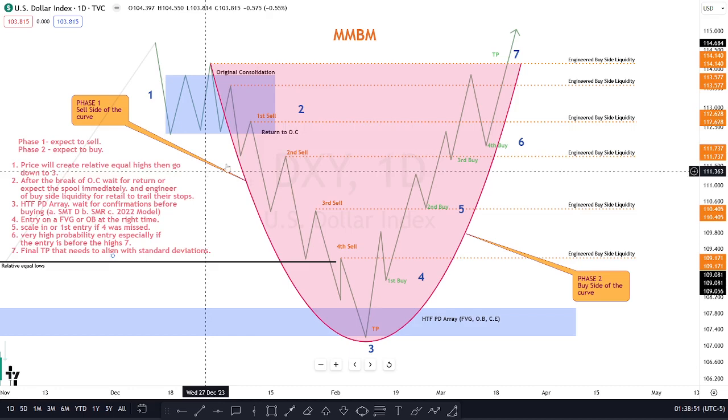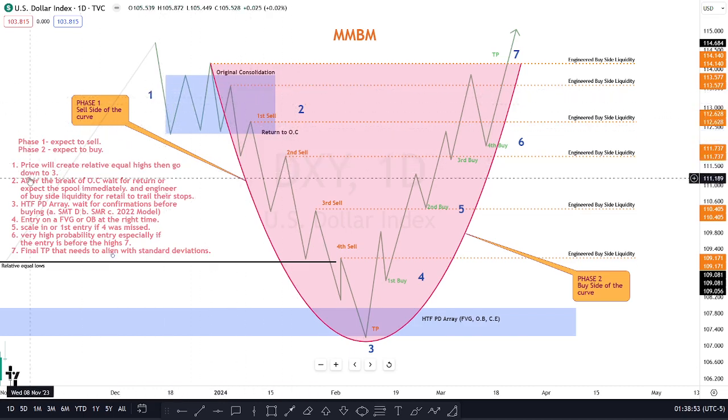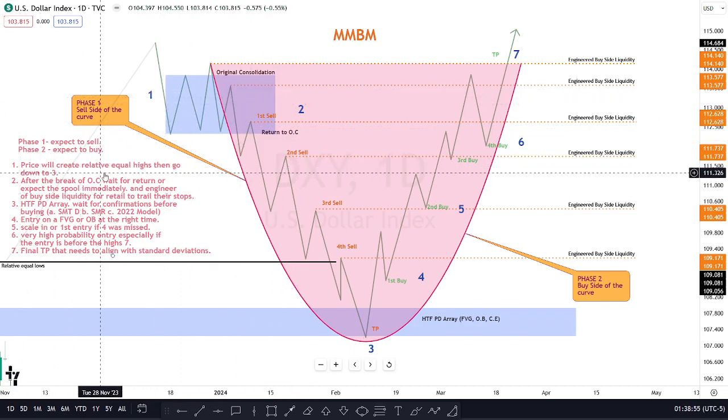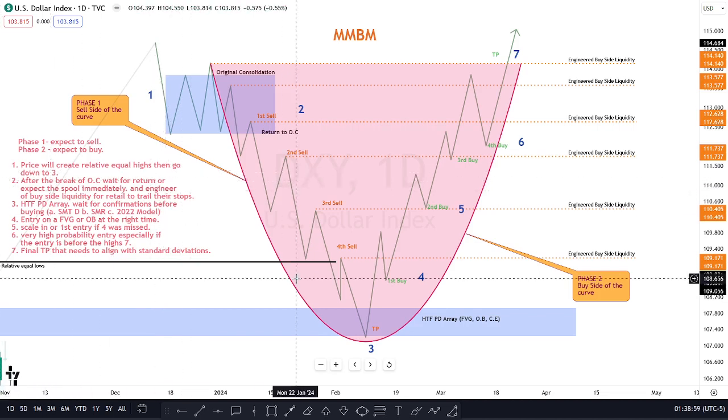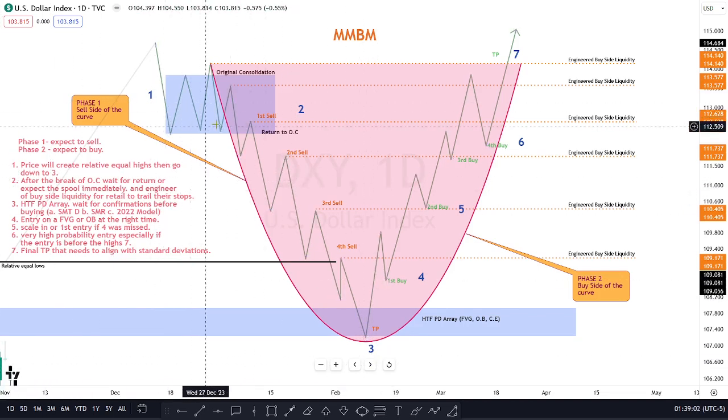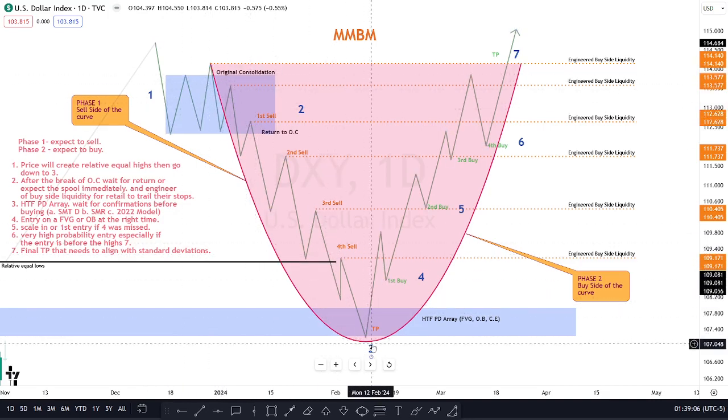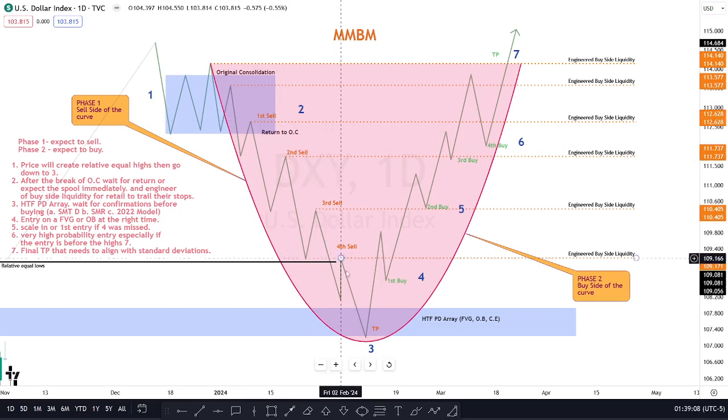Then let's go to part 1, number 1. What do we see here? Price will create relative equal highs, then go down to 3. 3 is this one. Price will create relative equal highs or consolidation, which is the original consolidation, just to go here. Forget about whatever is happening here. The focus is here to there. Then let's go to number 2.